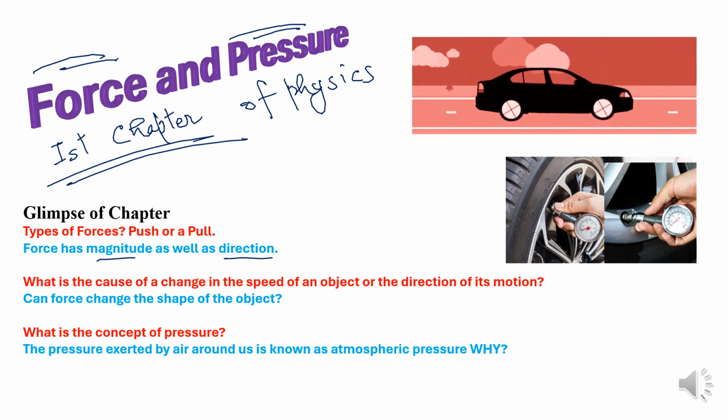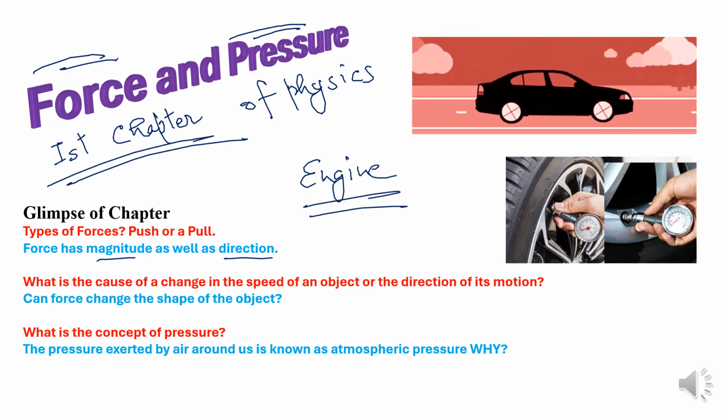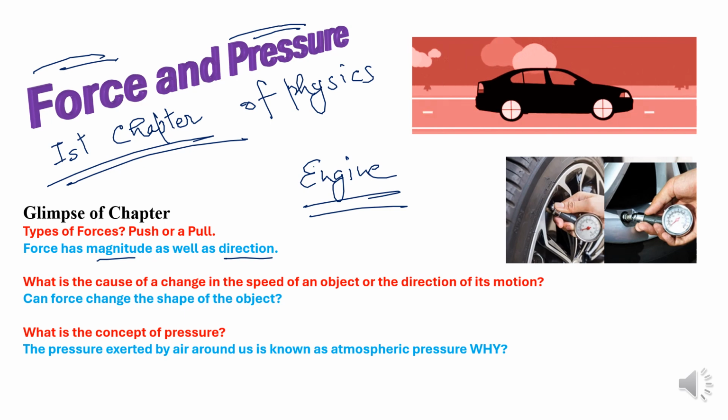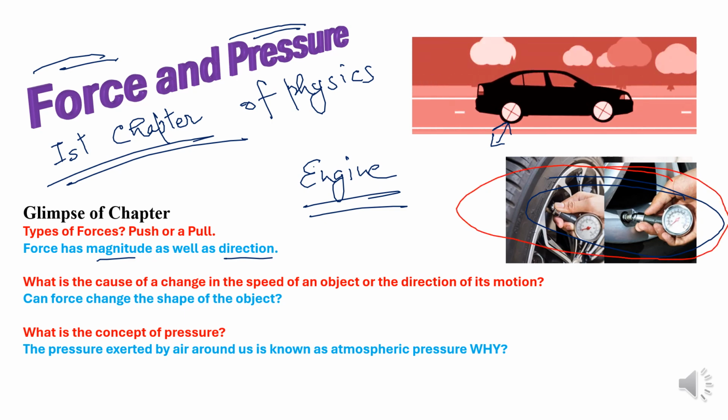Say for example the motion of this car. Just try to understand, the engine of the car is applying a force, and just listen to this sound, that is the sound of this engine. The scratching noise is the force of friction that is acting between what? Road and tire. So this is something that we are going to learn in this chapter. And this is the pressure aspect, that is the air pressure in the tires so that the car can easily move.